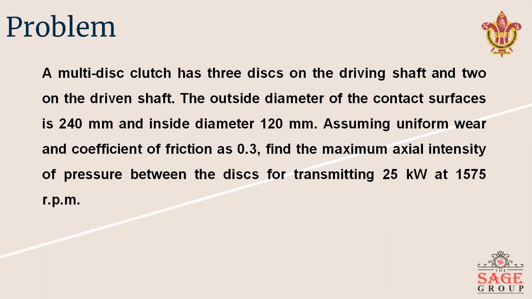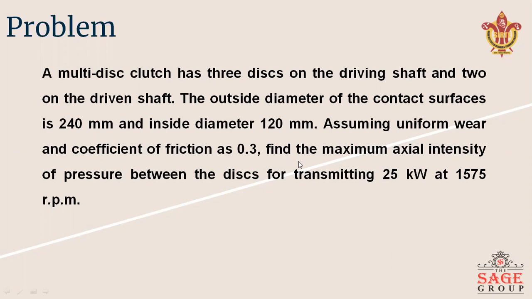A multi-disc clutch has 3 discs on the driving shaft and 2 discs on the driven shaft. That means N1 is equal to 3 and N2 is equal to 2. The outside diameter of the contact surfaces is 240 mm and the inside diameter is 120 mm. That means d1 is equal to 240 and d2 is equal to 120 mm. Assuming uniform wear and coefficient of friction as 0.3, mu is equal to 0.3.